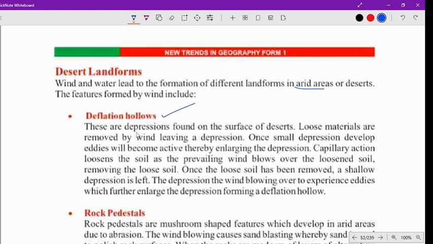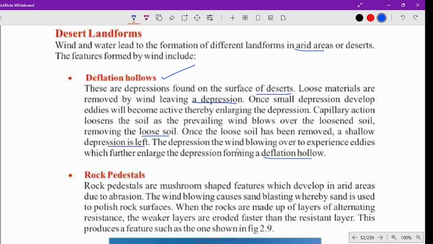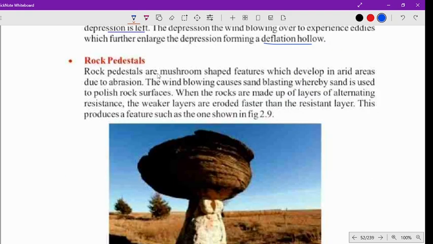Deflation hollows. These are depressions found on the surface of a desert. Loose material is removed by wind gradually, leaving a depression. Once a small depression develops, eddies will become active, thereby enlarging the depression. Capillary action will loosen the soil as the prevailing wind blows over the loosened soil, removing it. Once the loose soil has been removed, a shallow depression is left behind. The depression and the wind blowing over it experience eddies. A deflation hollow is formed when wind continually blows over the depression hollow.